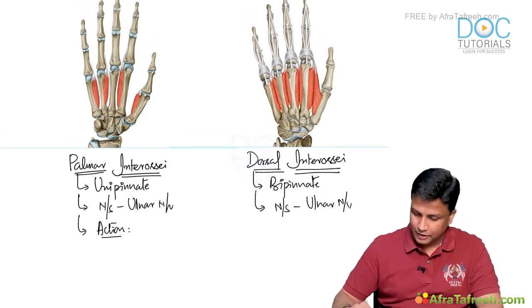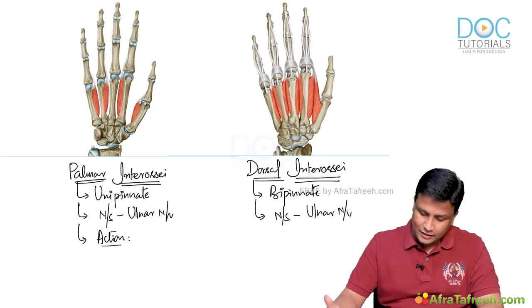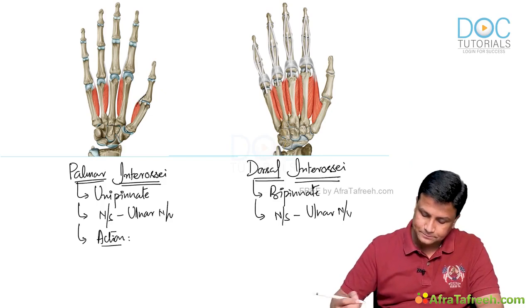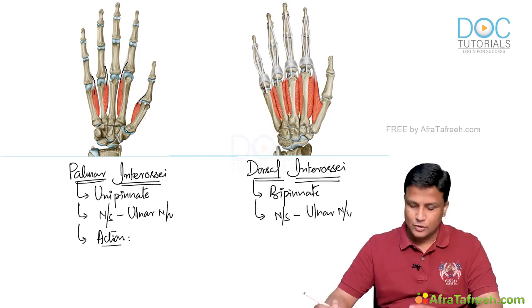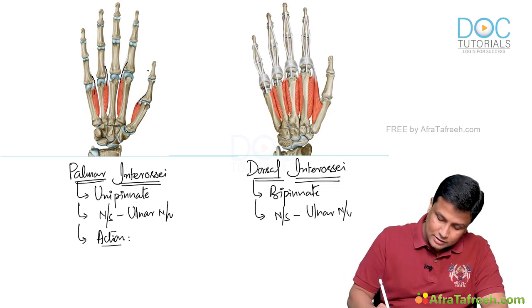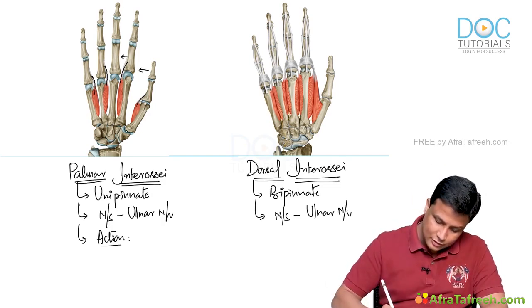It's very simple. You just got to look at the diagram for a second, guys. Look at the way it is attached. The palmar interossei, the first one, the second one, and the third one are attached here, and the fourth one is attached here. So when the muscle contracts, what will happen? It is going to bring this closer, bring this closer, and bring this closer here.